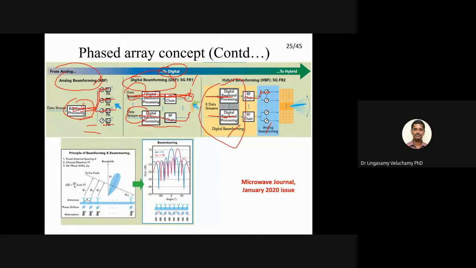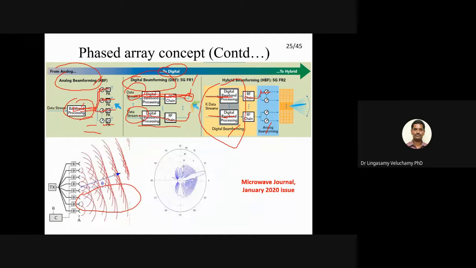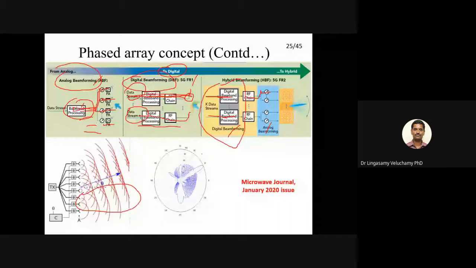So this is how, by controlling the phase excitation, amplitude and phase, we can switch the beams and much more. So we can switch the beam like this. You can see here.